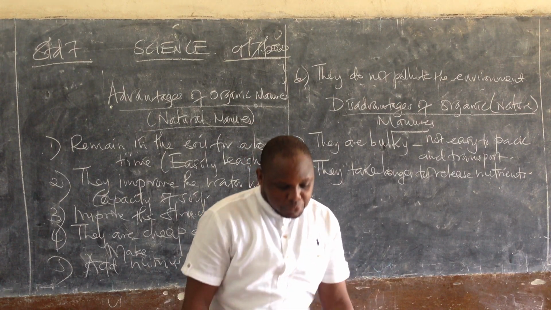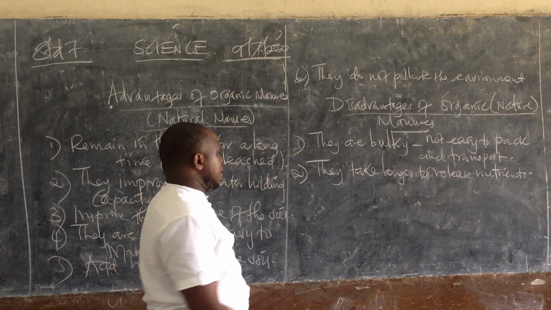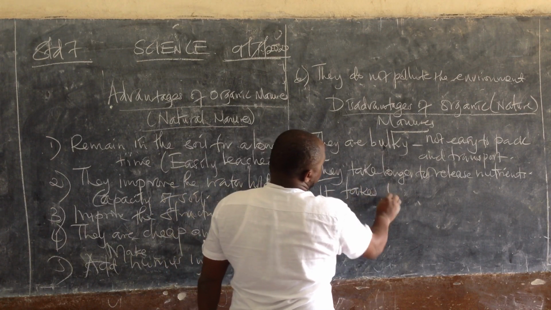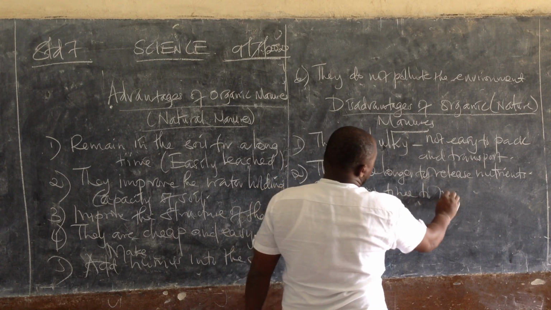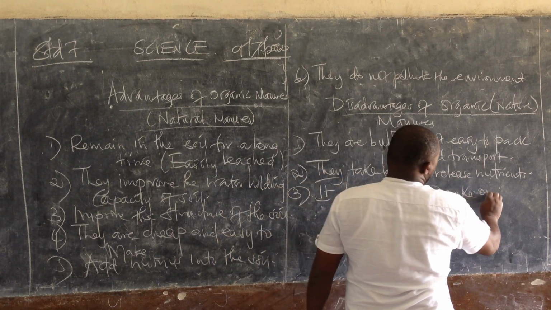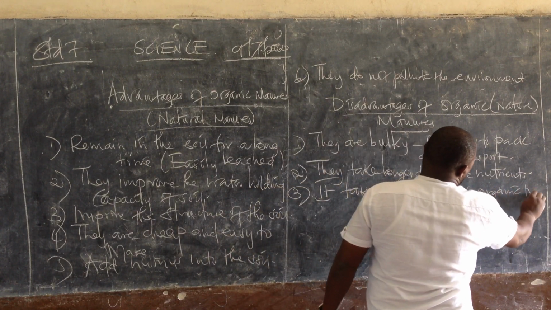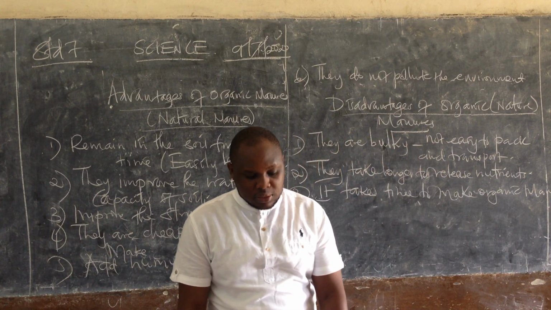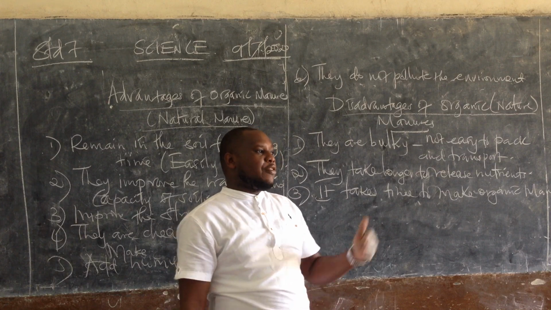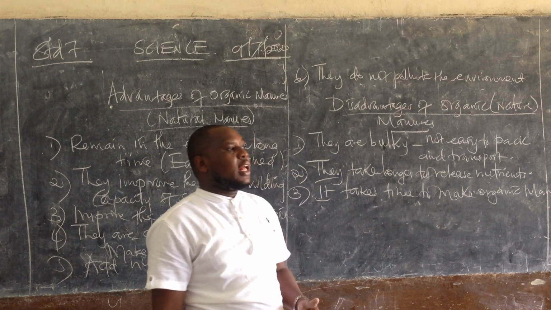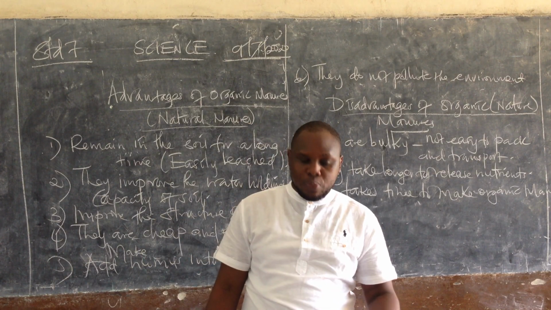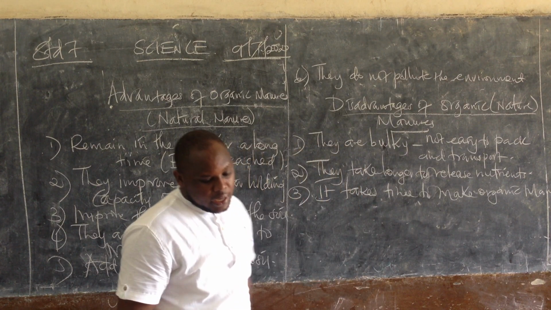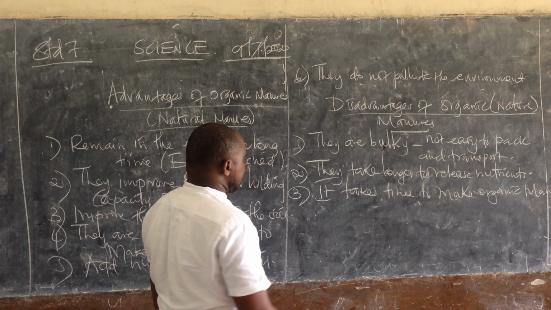Number three, it takes time to make organic manures. So it's time consuming. You'll find that if a farmer uses inorganic fertilizers, they are able to reap within a very short period of time. Number four, some may contain seeds of weeds and other plants.